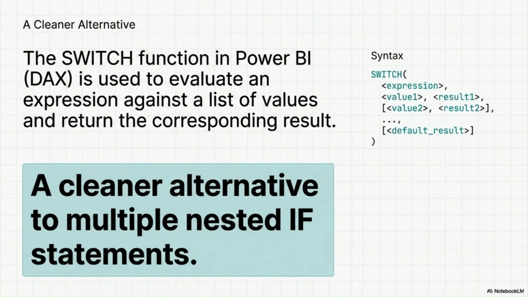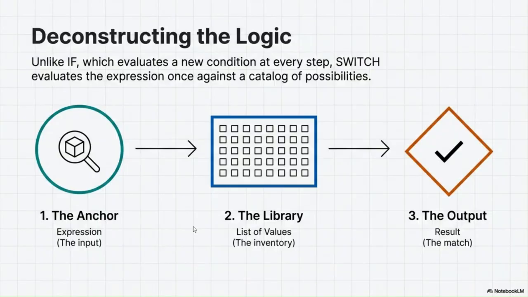SWITCH is a DAX function designed to simplify multiple conditional checks. Instead of writing multiple IF statements, SWITCH allows you to evaluate one expression and return different results based on its value. In simple words, it replaces long nested IFs with a structured and readable format. This makes your DAX formula easier to understand, debug, and maintain.